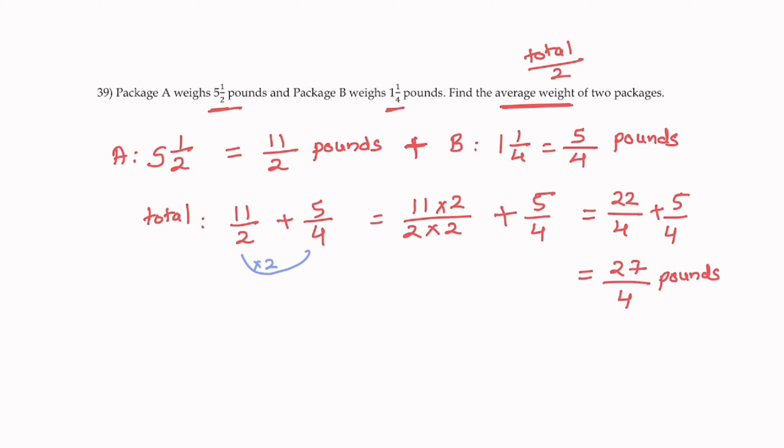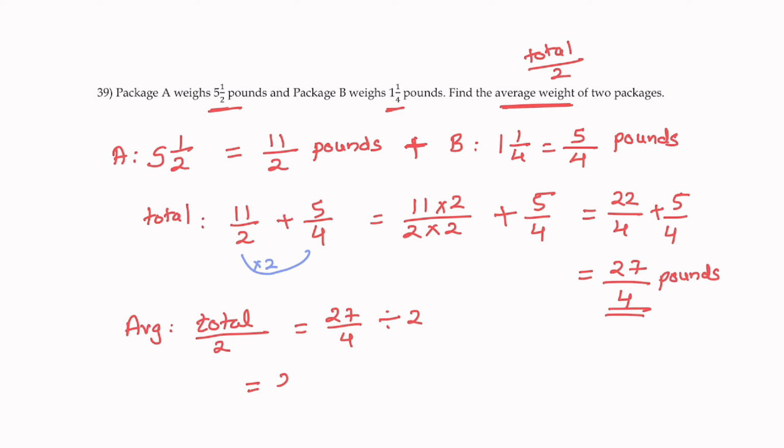Now, what are we expected to find? Do we need only total? No, we need the average. And as we said, to get the average, we are going to do total divided by the number of things that we have, which is 2. So our total is 27/4 divided by 2. And you know division.